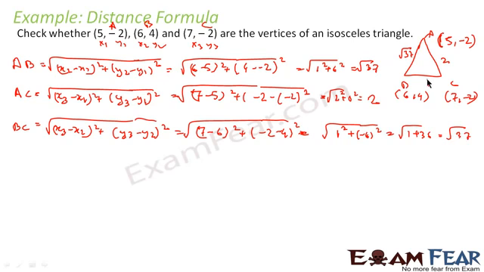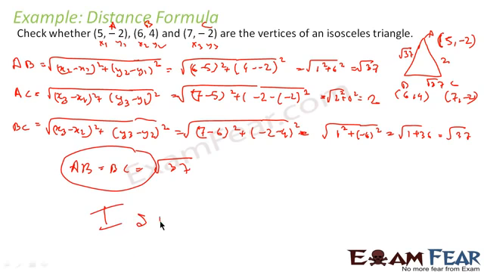So what we observed is AB is equal to BC is equal to root 37. Since two sides are equal, we can say that this is an isosceles triangle, correct? Very simple. What we have done is find the lengths of the sides of this triangle, AB, BC and AC, and then we have seen that two sides are equal, so it is isosceles.